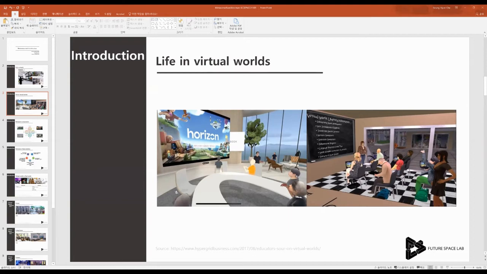I guess in 5, 10, or 20 years, if headsets become as small as our glasses, then they will be more popular and people will use them more frequently. But even before that, using displays, we can spend our time and do some daily activities in the virtual world.